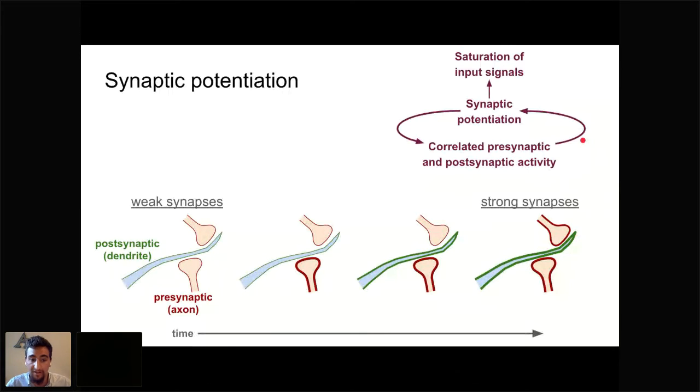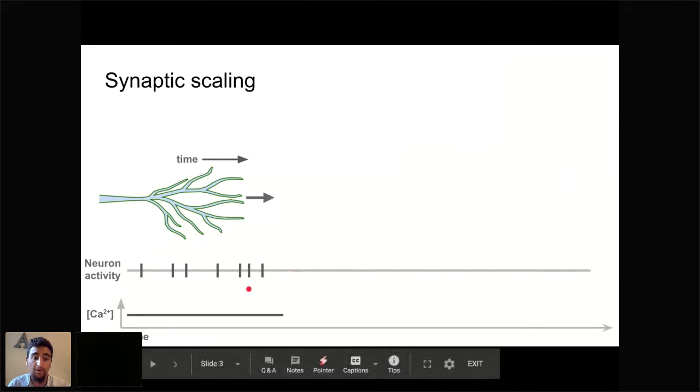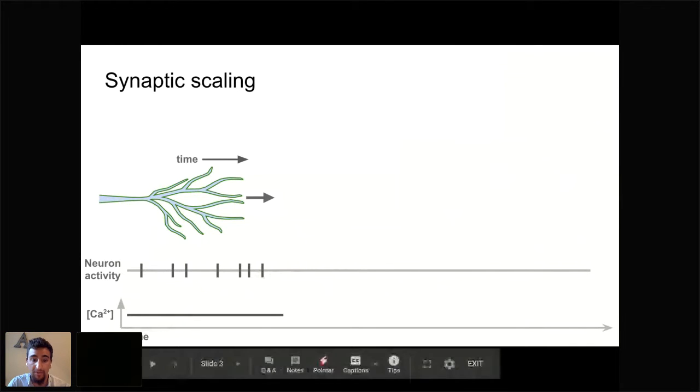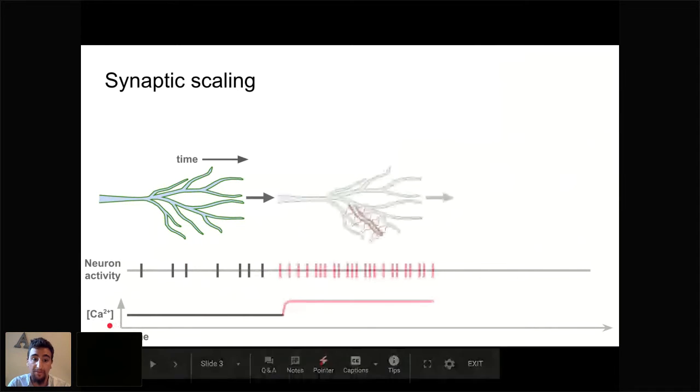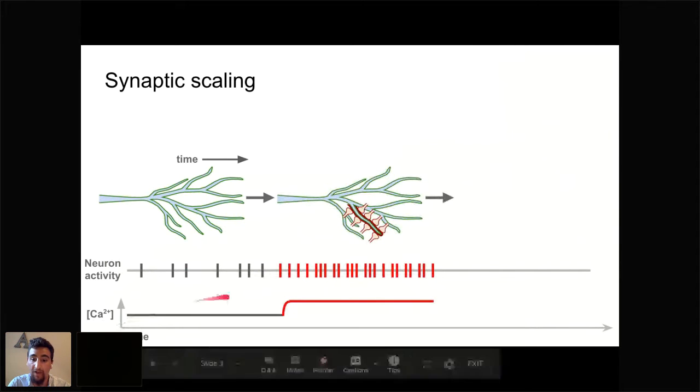Let's take a look at this in the context of a larger cell. So in this example, we have a larger dendritic tree, and a single branch is being potentiated. Just below the neuron cartoon here, we're tracking neuron activity, which is essentially the number of times the neuron fires an action potential. And that's experimentally correlated with calcium concentration, which is the curve at the bottom. Now, when a branch is potentiated, we expect the total neuron activity to increase. We have more firing in the middle plot, and calcium concentration increases, as we expect.